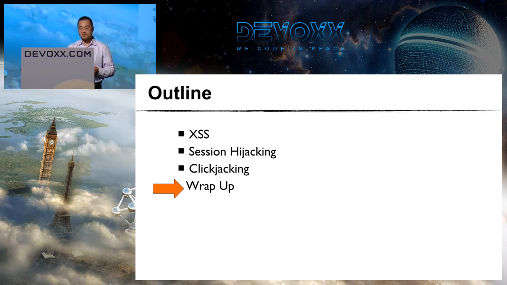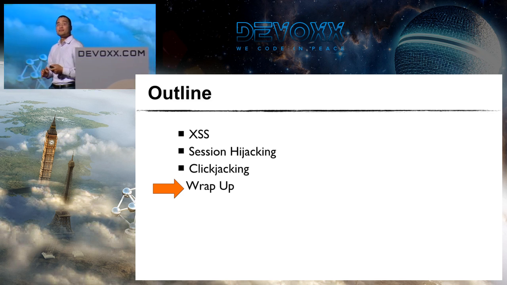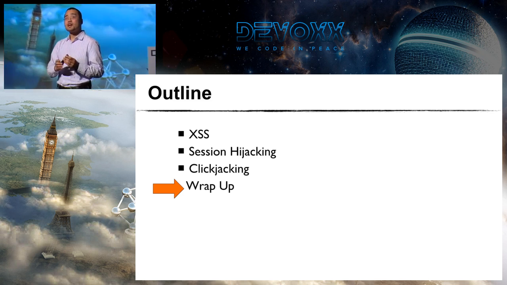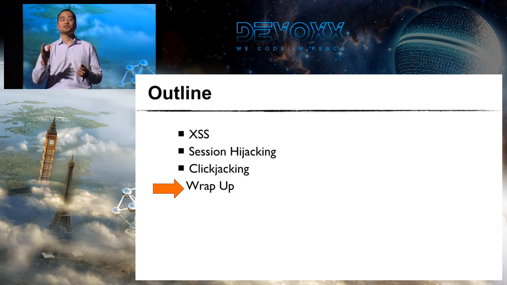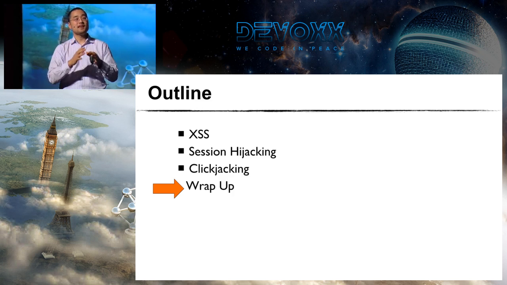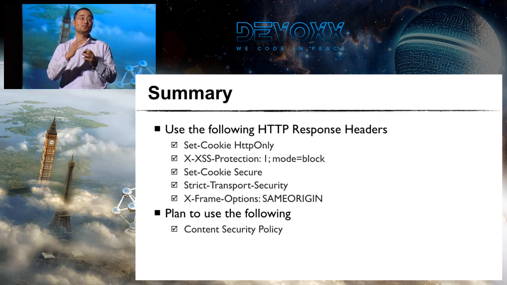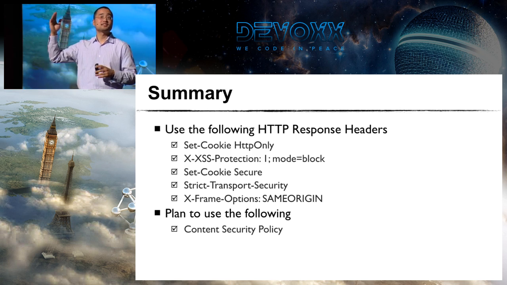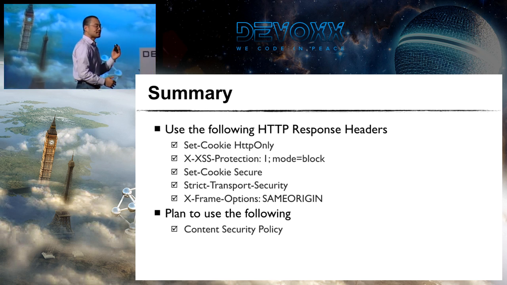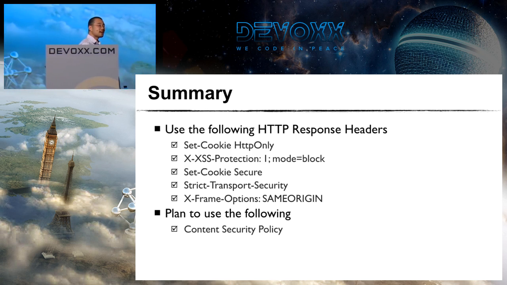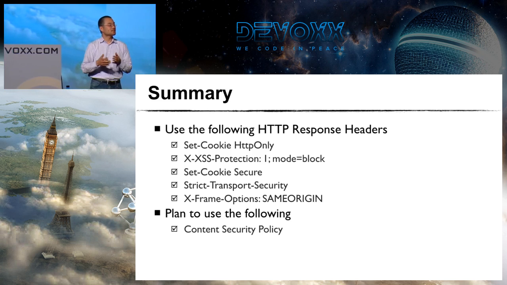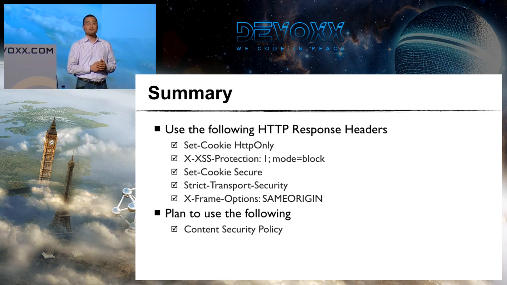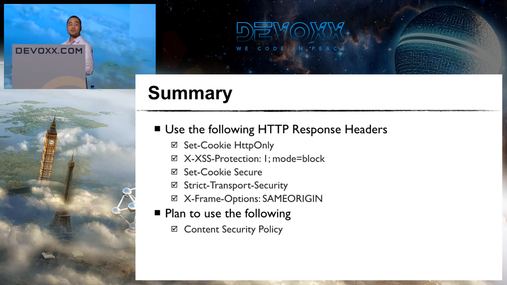All right, so just a couple things to keep in mind. Now, we've covered three of the most common web application vulnerabilities. Cross-site scripting: we talked about how we can mitigate XSS using three different techniques: using the HttpOnly attribute, using the XSS protection headers, and of course using content security policy. We talked about session hijacking and how you could mitigate that using the secure flag, as well as the Strict-Transport-Security header. And finally, we talked about clickjacking and how you can mitigate that using X-Frame-Options.